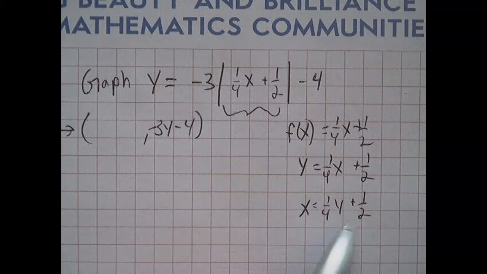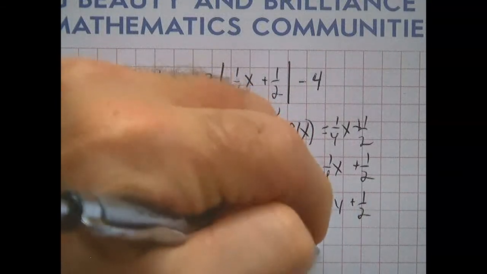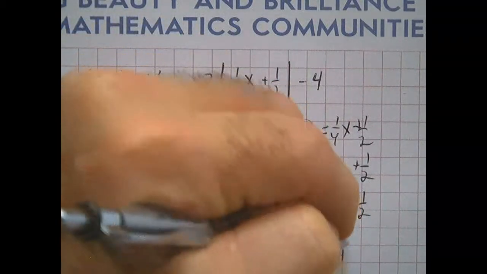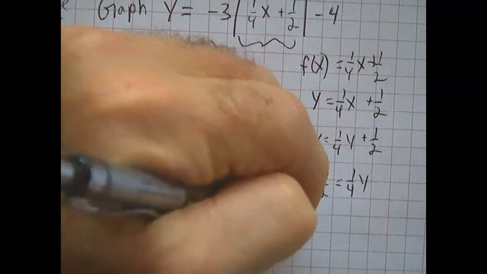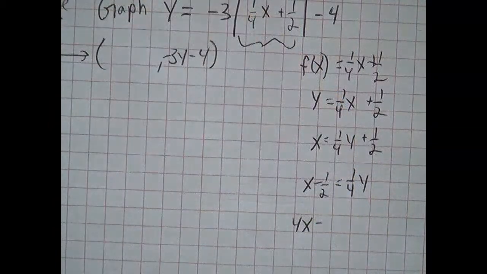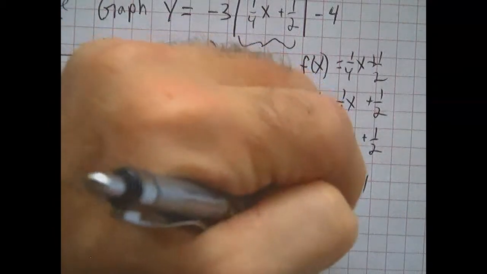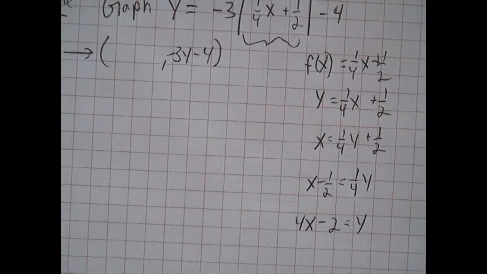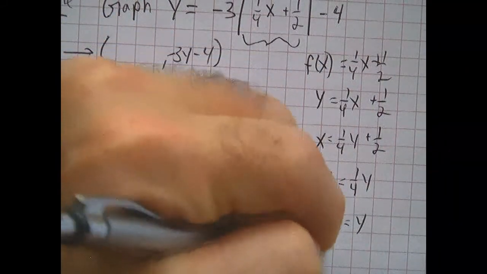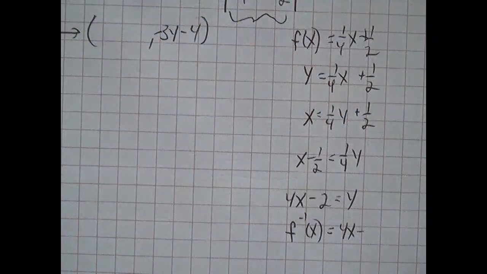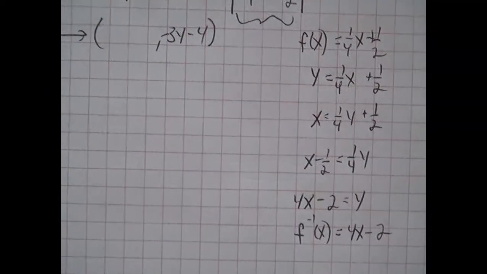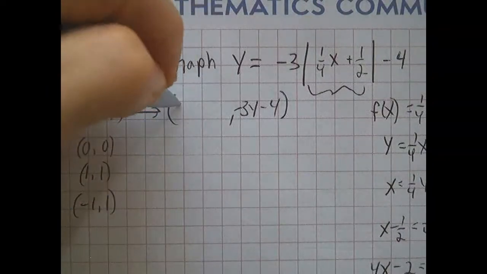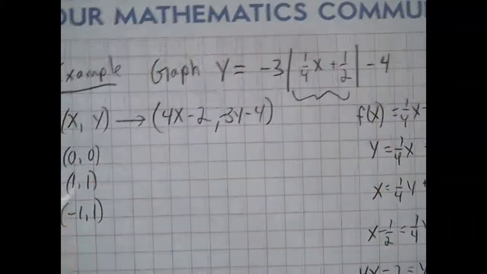So we're sort of unwrapping it. We're going backwards. Subtract 1/2 from both sides. x minus 1/2 equals 1/4 y. Multiply both sides by 4. 4x minus 4 times 1/2, which is 2, equals y. That's the inverse. So this means that f inverse of x, the inverse of that inner function, is 4x minus 2. All right. So now we're going to look at that and put that in here. That's our inner function. It's that simple. Once you find it, you've got your rule.